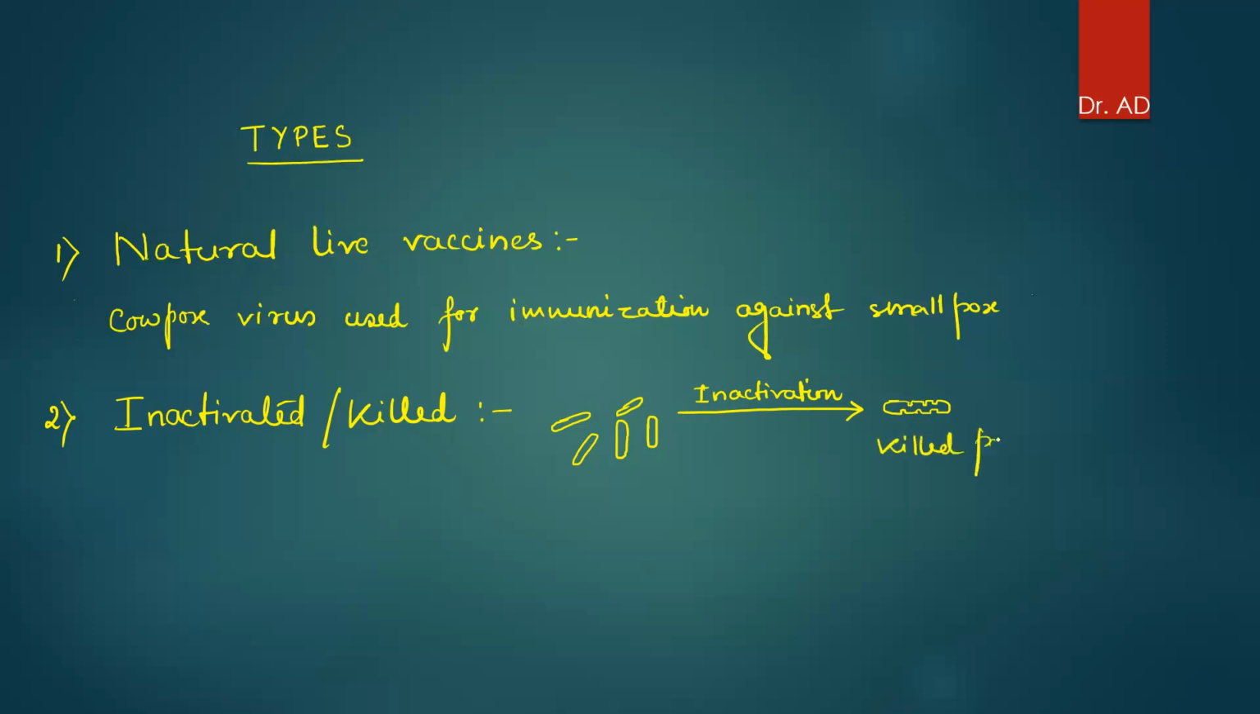Now, this killed pathogen becomes your vaccine. Okay. Now, here the disease causing germ is killed using what? Either heat or some chemicals or radiation, or this inactivation is done using what? Heat, radiation, chemicals. All these are used to kill the pathogen, right? This was live pathogen.